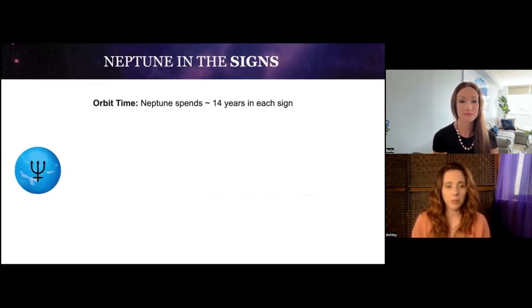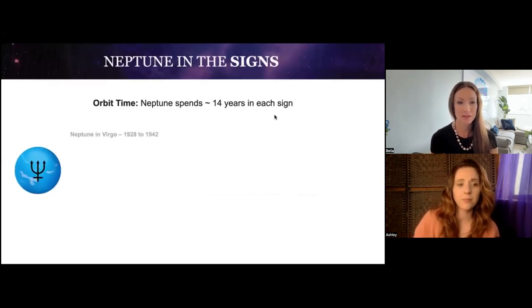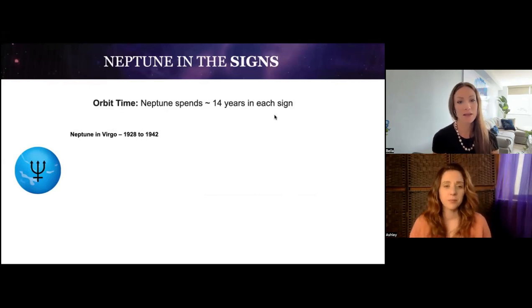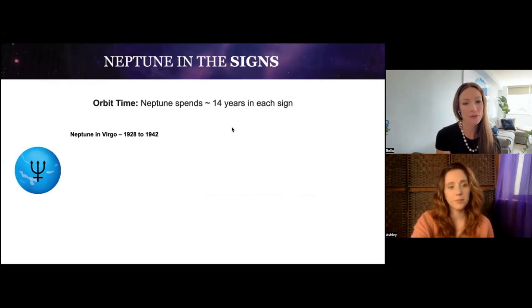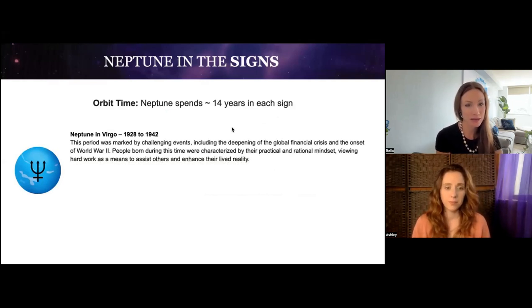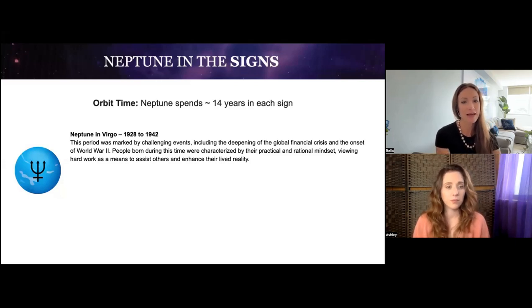Bella, want to bring us into the first signs? So remember here again, the orbit time is 14 years in each sign. So here, Neptune in Virgo was from 1928 to 1942. This period was marked by challenging events, including the deepening of the global financial crisis and the onset of World War II. People born during this time were characterized by their practical and rational mindset, viewing hard work as a means to assist others and enhance their lived reality.